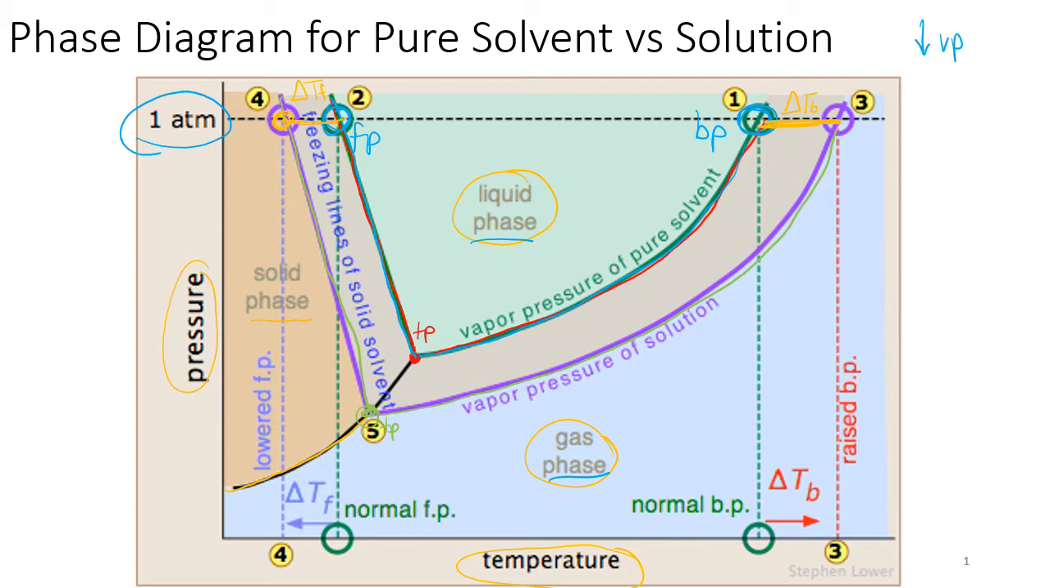Therefore, by having solute dissolved in a solvent, the vapor pressure falls because the solute particles block the escape of the solvent particles, causing the freezing point to be lower and the boiling point to be higher of the solution.